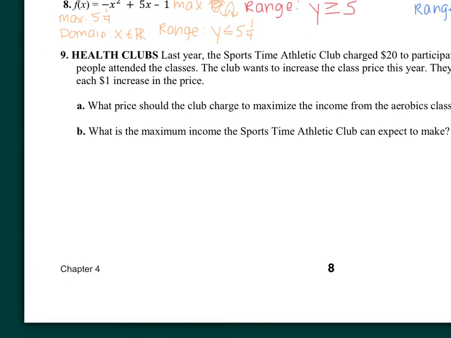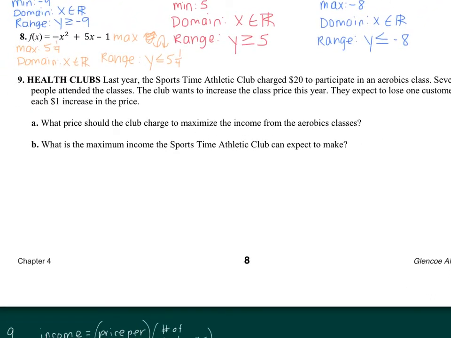So back to our questions, it says, how much did the club charge in order to maximize the profit? So we saw that that was $45. And what is the maximum income they expect to make? And that's $2,025. They didn't really care about the number of people, but they did ask for the price per class, which we needed to remember was our x value, 25, plus 20, what they had originally, because they increased it by $1 25 times. So make sure you know how to interpret your answer.